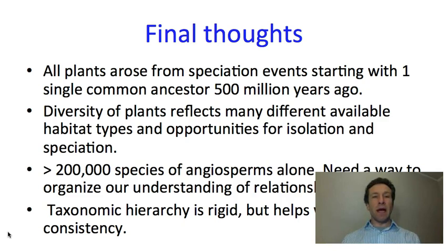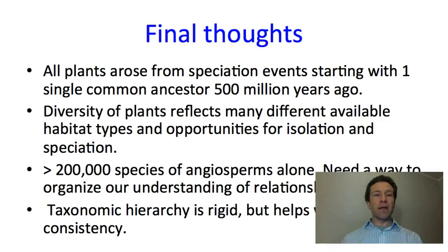Now, what allowed this to happen? Well, it largely reflects the fact that there were many available habitat types. Once plants got onto land, there were dry places and wet places, and mountainous places and flat, and different kinds of soil. So this allows many different plant species to coexist. Additionally, there were lots of opportunities for isolation, especially as continents moved, and as plants moved inland and got away from the shoreline, then they could become isolated from one another.